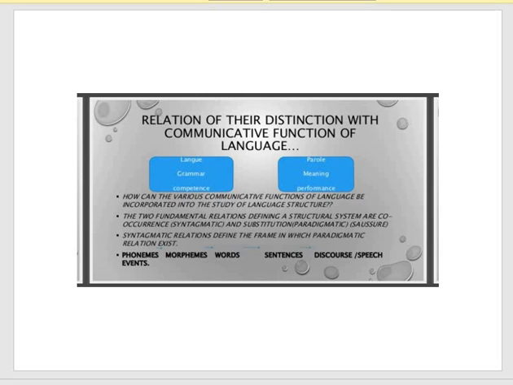How can the various communicative functions of language be incorporated into the study of language structure? The two fundamental relations defining a structural system are syntagmatic and paradigmatic relations, or substitution, following Saussure. Syntagmatic relations define the frame in which paradigmatic relations are formed, for morphemes, words, syntax, discourse, and speech events.